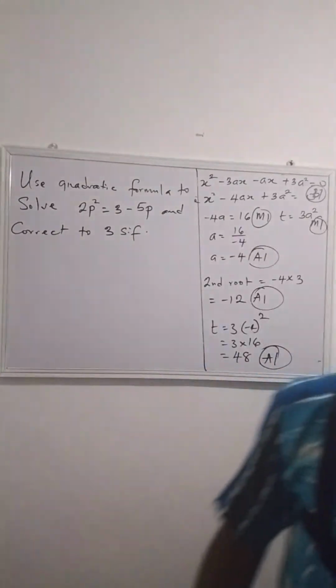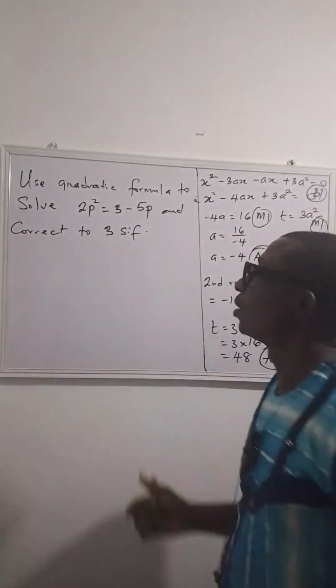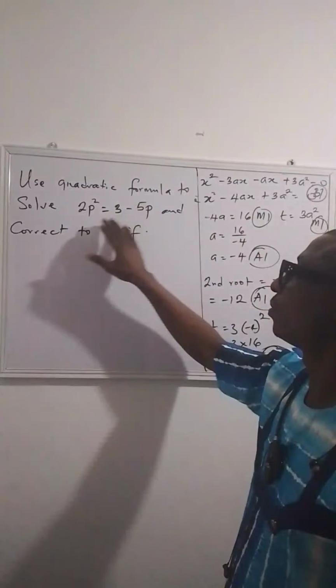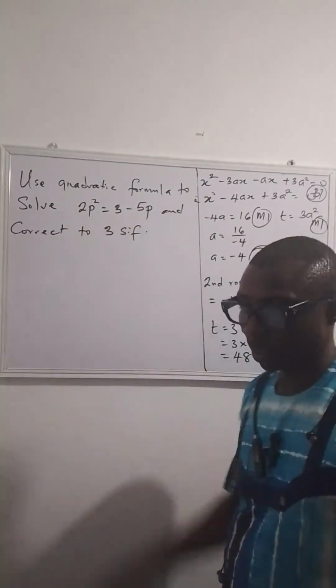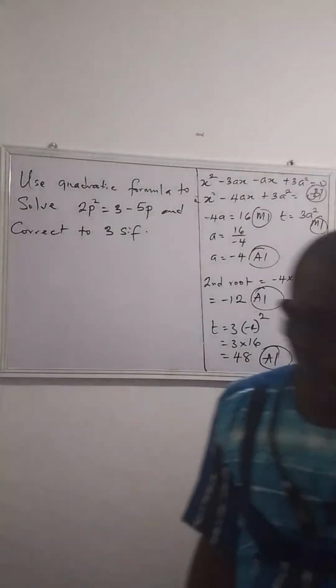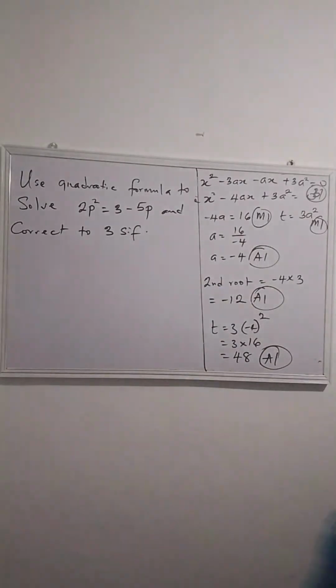Can we quickly do this one in 2 minutes? After that, we solve it together. You have to use the quadratic formula to solve this, and you correct your answer to 3sf. So now let's quickly do this. Once you get your answer, you drop it in the comment section. I'll be waiting for your answer now.